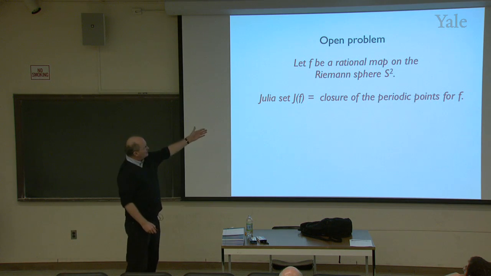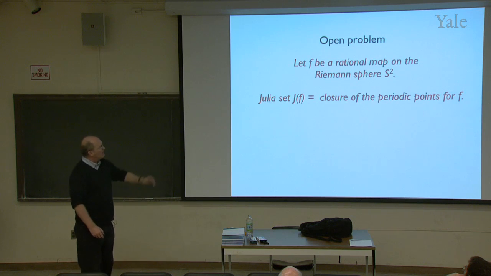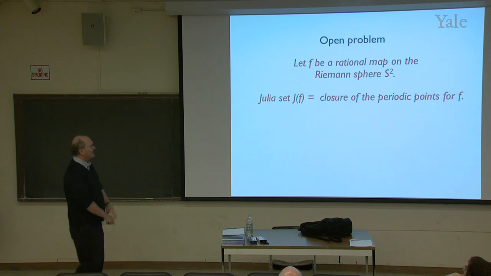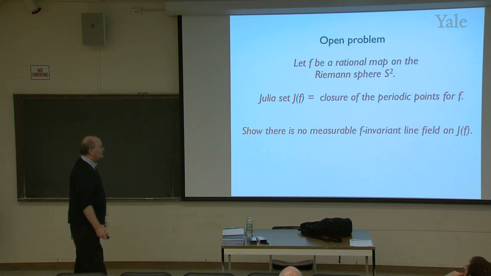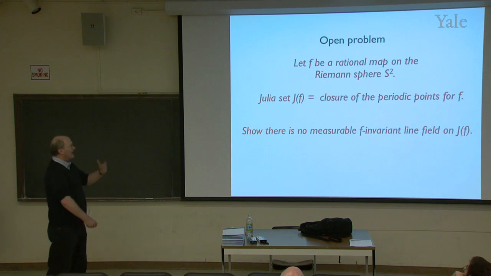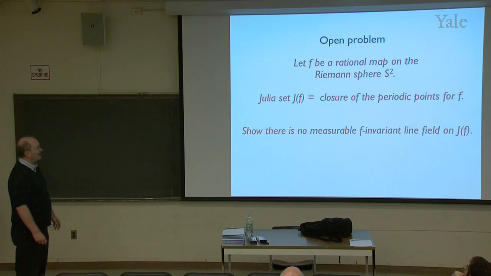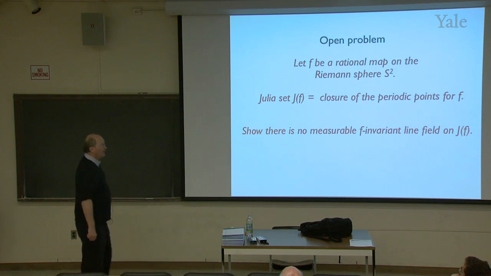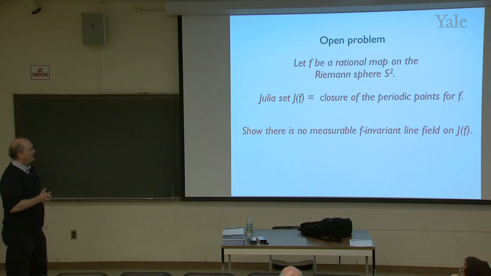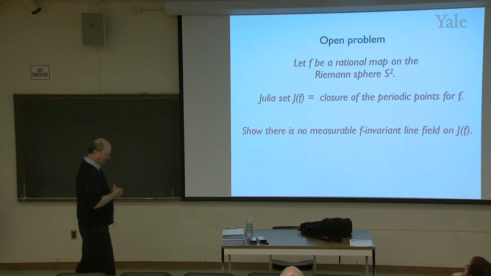It has something called the Julia set, which up to measure 0 is just the closure of the periodic points. That's the analog of the limit set. And the problem is to show there is no invariant line field on the Julia set of F. And this is open even in the case when the Julia set is the whole 2-sphere, which is roughly like the co-compact case for Kleinian groups.